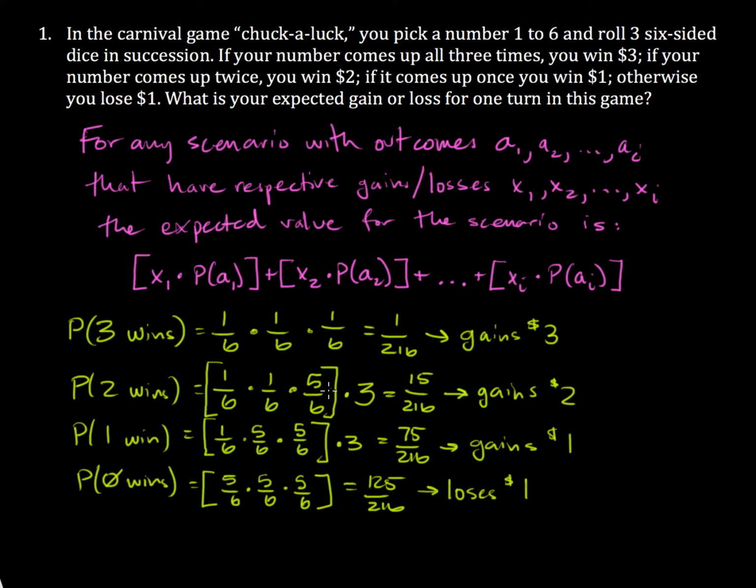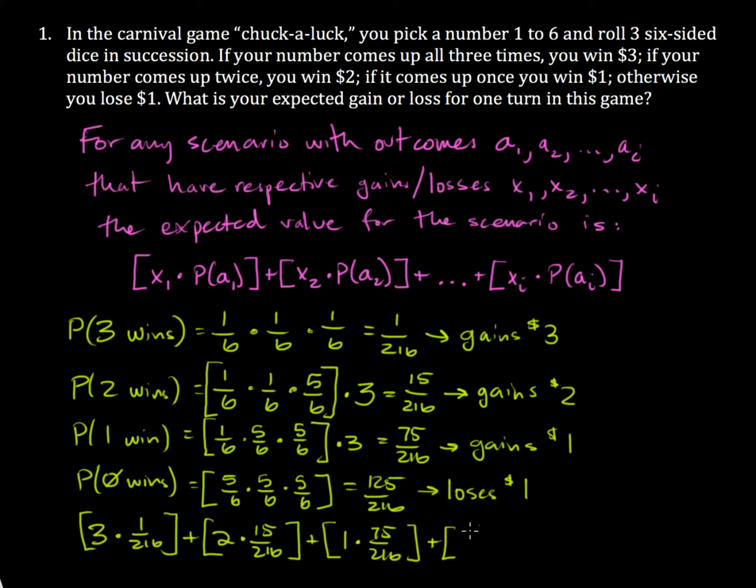So now to find our expected value, we're going to take each one of these scenarios, multiply the probability of that scenario times what we stand to gain. So our 3 wins is a gain of 3 times a probability of 1 over 216, plus our 2 wins is a gain of 2 times a probability of 15 out of 216, plus our gain of $1, 1 win, is a gain of $1 times 75 out of 216, plus our loss of $1, which would be a negative 1, times a probability of 125 out of 216.